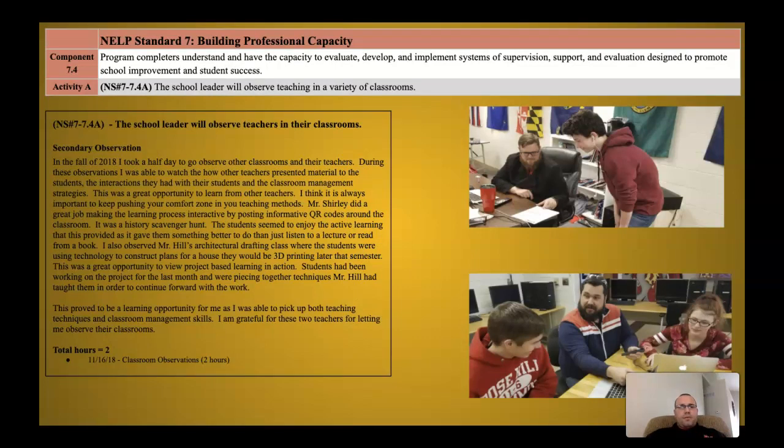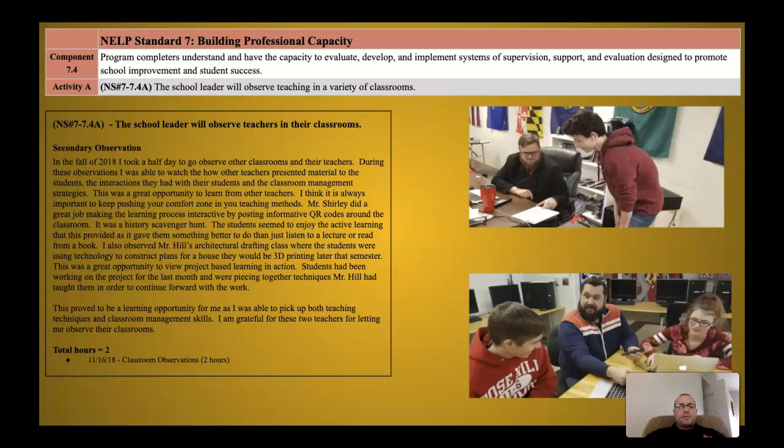For component 7.4a, the school leader will observe teachers in their classrooms. I actually had a chance in the fall of 2018 to go and observe two other teachers within my school. One was Mr. Shirley, one of our social studies teachers. He had prepared a lesson for the students. They had a QR code set up around the room where they would scan the code, read a little bit of information about that historical event, and then answer questions on their history scavenger hunt.